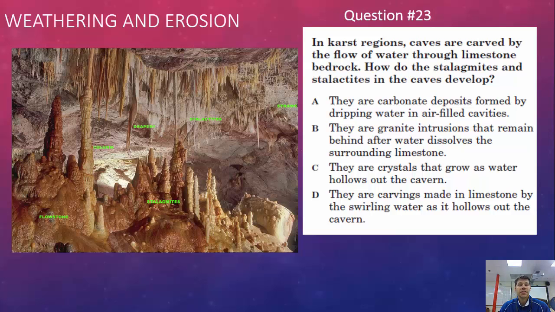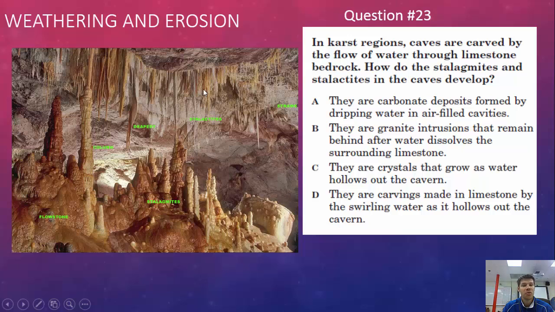In karst regions, caves are carved by the flow of water through limestone bedrock. How do these stalagmites and stalactites in the caves develop? Remember, stalactites are coming from the ceiling. They got a C for ceiling in them, and they're working their way downward. Stalagmites, I wish I remember stalagmites. They might reach the ceiling someday because they're trying to go higher. And how are they made, though?